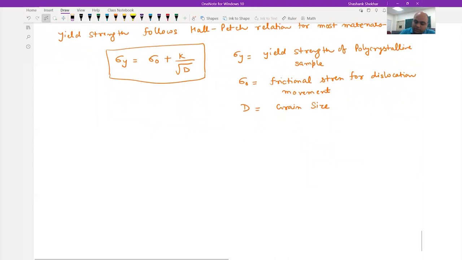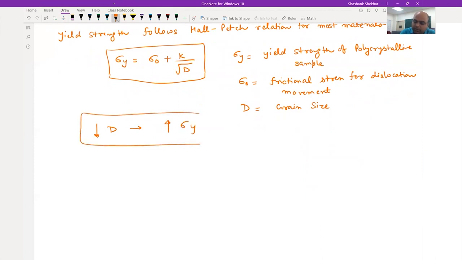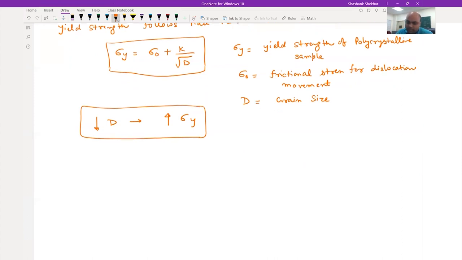Okay, so decreasing the grain size will lead to increasing sigma y. So the more you decrease the grain size, there will be an increment in sigma y. Okay, but this is not valid in the nanometer range. That is called the inverse Hall-Petch relation, but we will not go into that in this particular course.